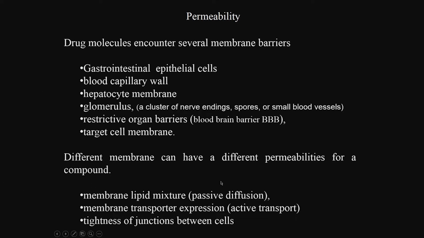Membrane lipid mixture, passive diffusion, membrane transporter, active, tightness of junction between walls. Sometimes the junction walls are very tight, so they do not allow any diffusion to take place. Unless it becomes very loose, diffusion might not happen. So, different membranes may have different permeabilities.